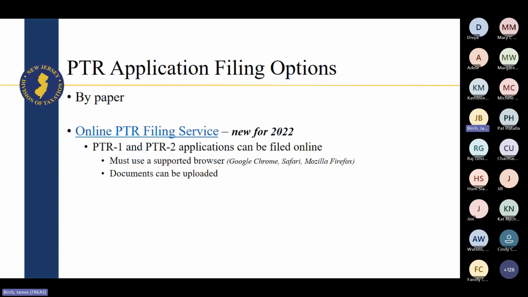Now, PTR-2 application filing options. We have two ways you can do it. You can do it by paper, or, and this is a fairly new option so not everyone is aware of it, we can also file online. Both PTR-1 and PTR-2 applications can be done this way, but they must be on a supported browser. Some examples include Google Chrome, Safari, and Mozilla Firefox. And documents can be uploaded. So if you do need to provide proof, you can upload the documents right on our website.